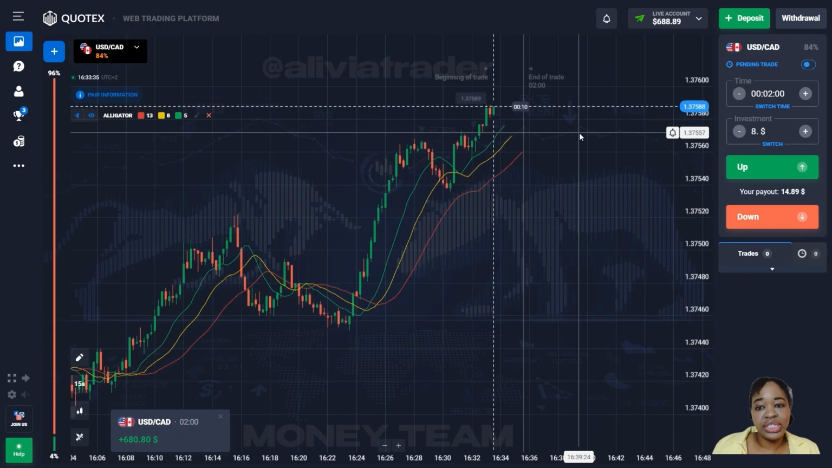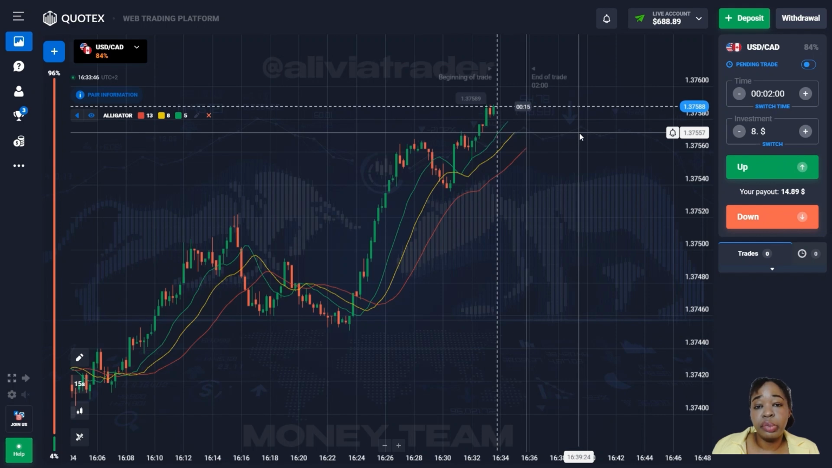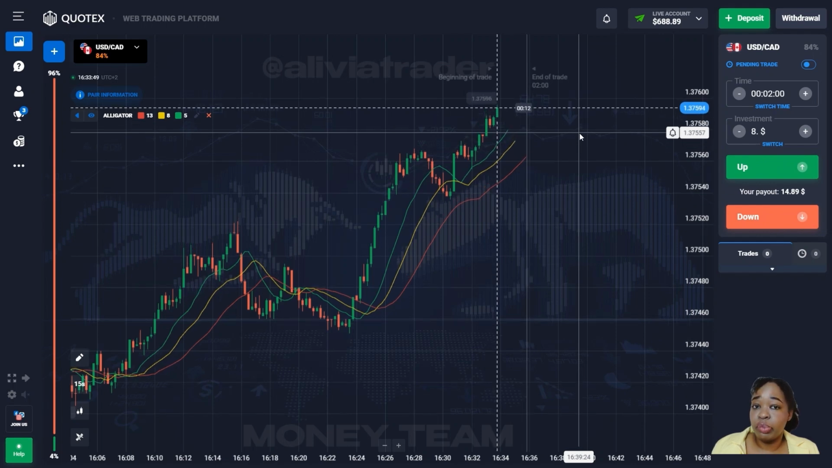This is great, friends. As you can see, the price continues to move upwards, and here I made a very good profit. In this situation, you can see the indicator really gave me a good entry point and also helped me earn very good money. So 2 minutes was quite enough for this trade. Let me find more situations.